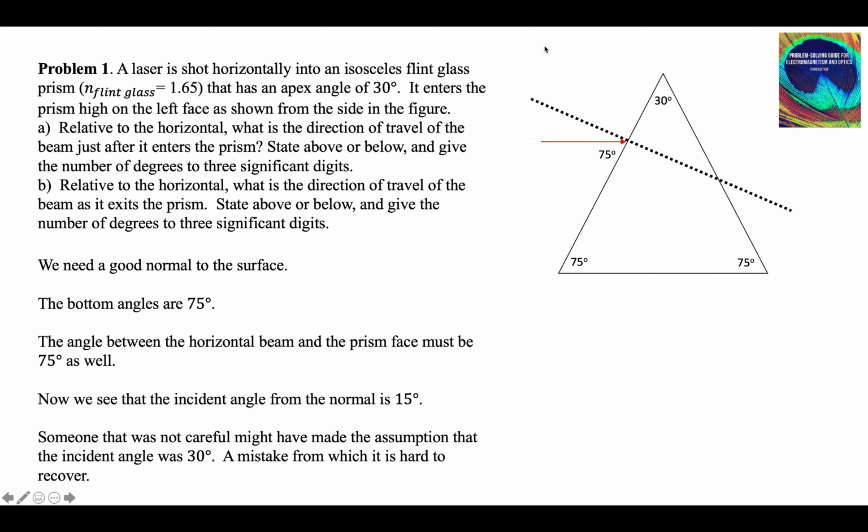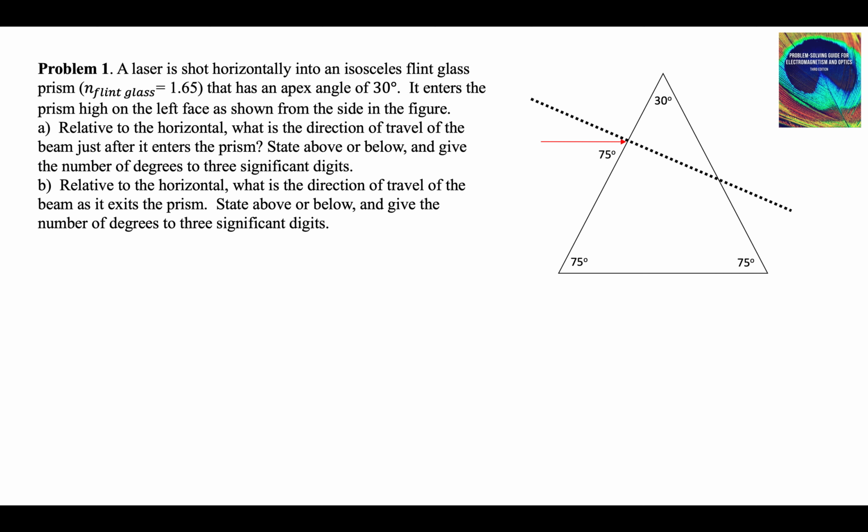If you're not careful and you want to put a number in as fast as possible, you might assume that's 30 degrees, the apex angle, but that would be wrong, and it's tough to recover from a mistake like that in the very beginning of the problem. It pays to be careful in the beginning. The incident angle in the air is 15 degrees.